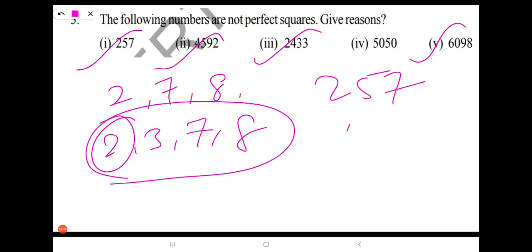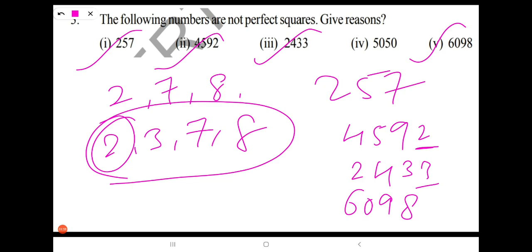and 4592 is also not a perfect square because it is having 2 in its units place, and 2433 is having 3 in its units place, that is why it is not a perfect square. And 6098 is having 8 in its units place, so it is also not a perfect square. So once again I am repeating, the numbers which are having 2, 3, 7, 8 in their units place are not perfect squares. This is one of the properties of perfect squares.